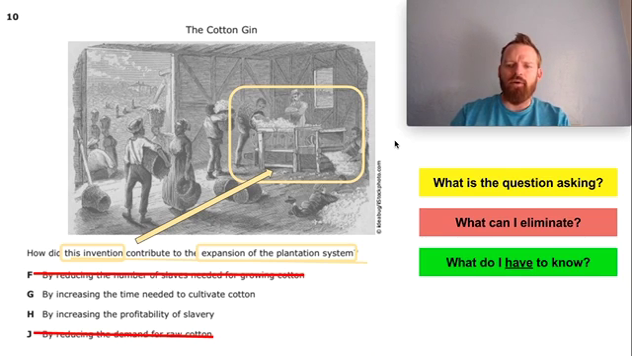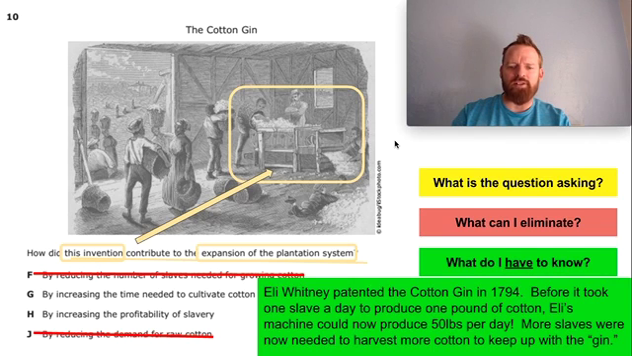So let's see. What do I have to know in order to be successful in this question? Well, Eli Whitney patented the cotton gin in 1794. Before, it took one slave a day to produce just 1 pound of cotton. After Eli's machine was invented, one slave could produce 50 pounds per day. So 50 times the production value. More slaves were now needed to harvest more cotton because we could produce more, so we needed more slaves in order to produce more cotton, or that was the thought anyway.